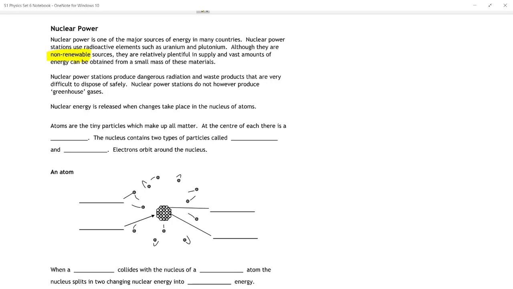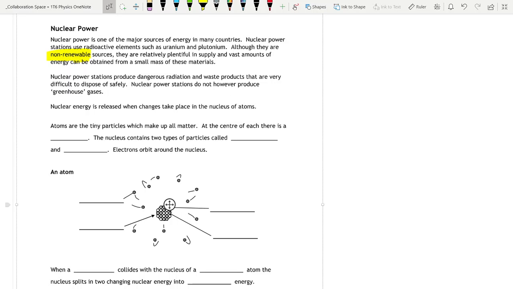Nuclear energy is released when changes take place right in the center of the nucleus of an atom. Okay, so you might have done atoms in chemistry, but you might not have. That's why I'm going to go through the basics of an atom. So everything is made up of atoms, tiny building blocks that make up everything in the world, the universe. And at the center of each atom, there is what we call a nucleus. Now, please don't get mixed up between nucleus of a cell and nucleus of an atom. They are different things, but they just mean that right in the center.